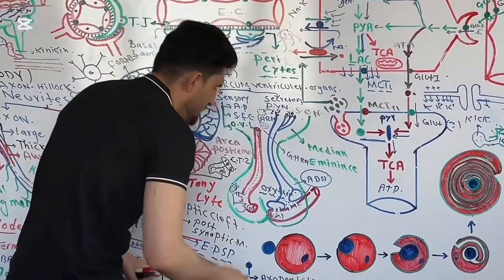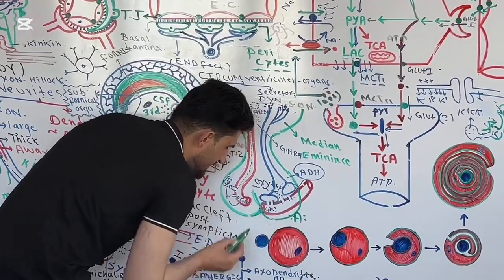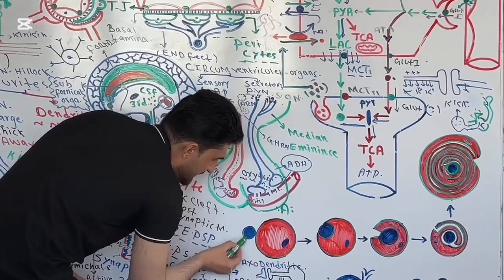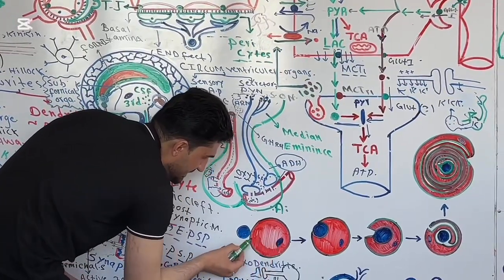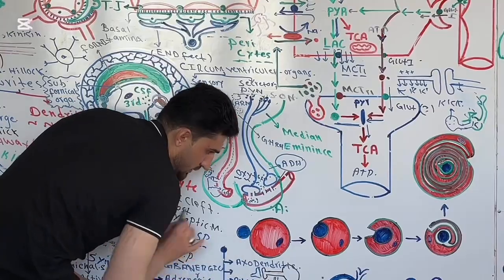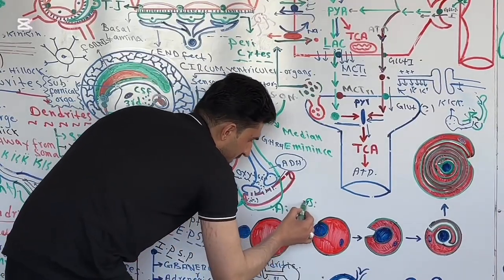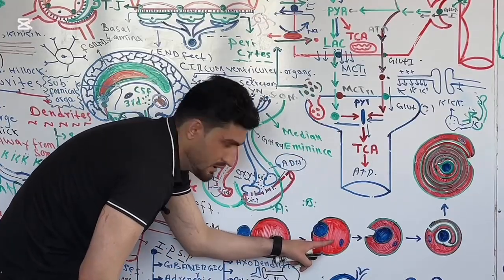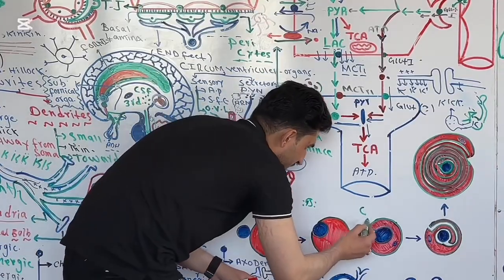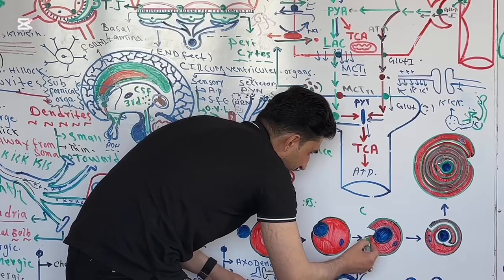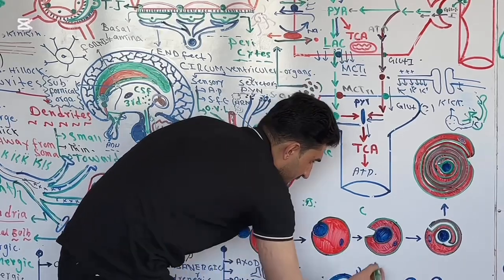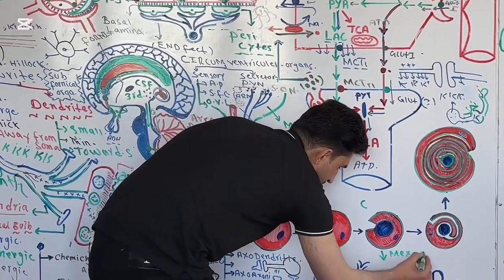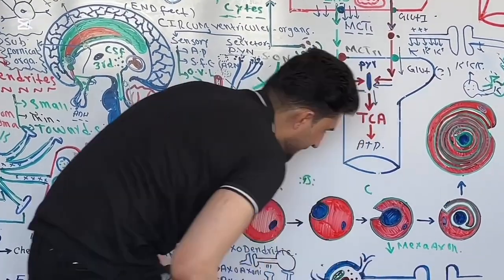The process of myelination is like this. In the first step, step A, this axon is lying near this Schwann cell, this is its nucleus. In step B, this axon digs into the Schwann cell. In step C, this Schwann cell will make a layer around the axon, and this first layer is called mesaxon.